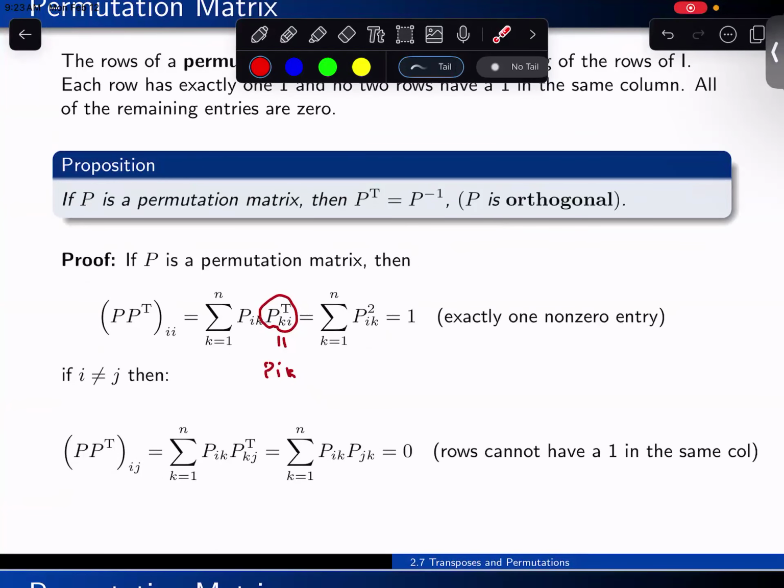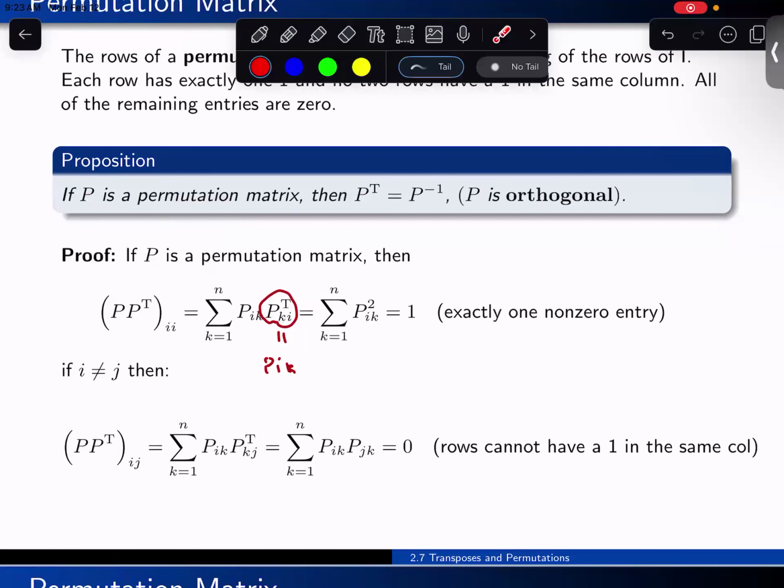And so then what goes wrong when i is not equal to j is we have the exact same setup, except now the position of the 1 in the ith row could be different from the jth row. In fact, we're assuming these two numbers are different. After applying the transpose, you get the i,kth entry of P and the j,kth entry of P multiplied with one another. So really, we're on the exact same column, the kth column for both of these matrices, but we're on different rows of the two matrices.